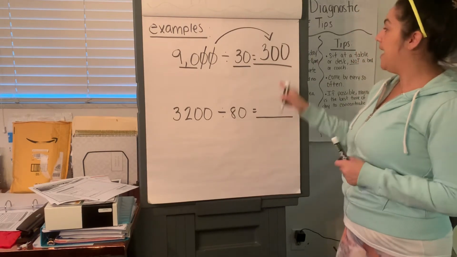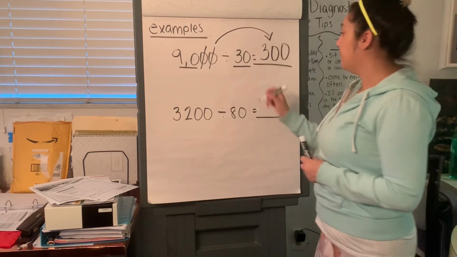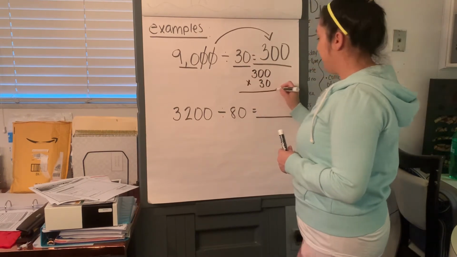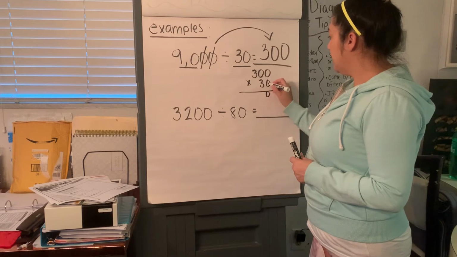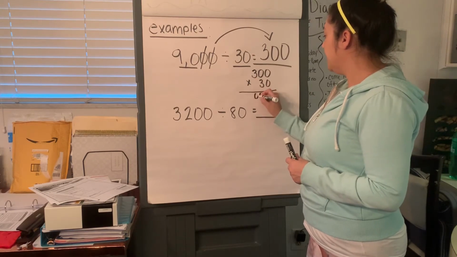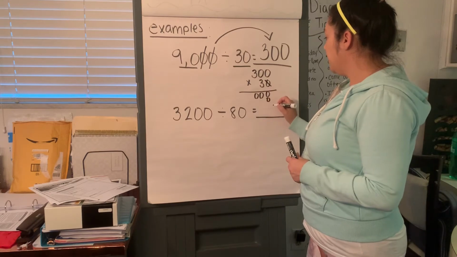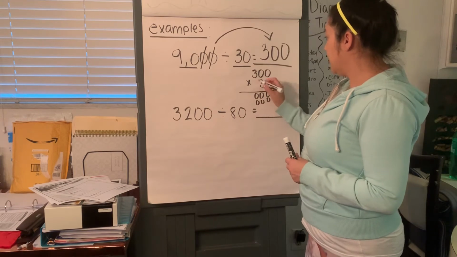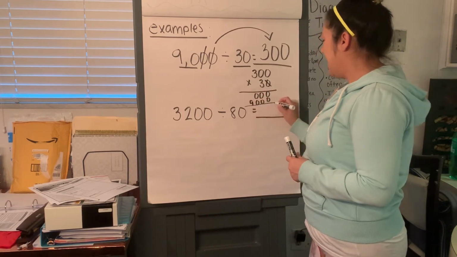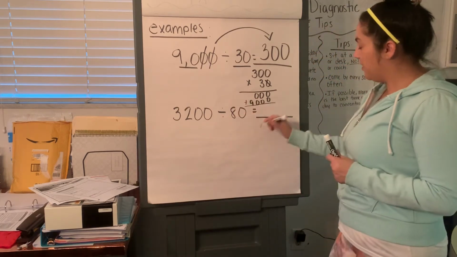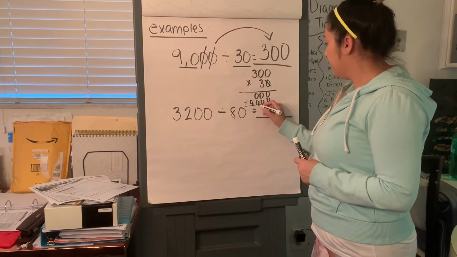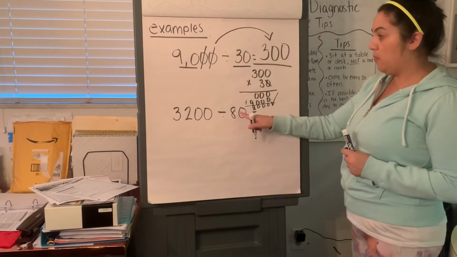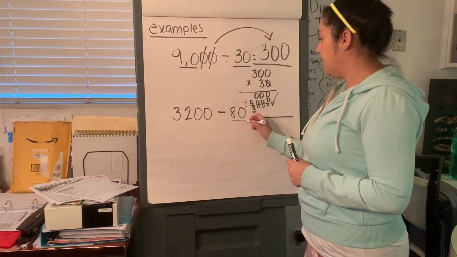I can check it by multiplying 300 times 30. When I do that, 0 times 0 is 0, 0 times 0 is 0, 0 times 3 is 0. Done with this one, placeholder. 3 times 0 is 0, 3 times 0 is 0, 3 times 3 is 9, and I'm sorry it's so close. I didn't give myself enough space. And when I add, my answer checks out.